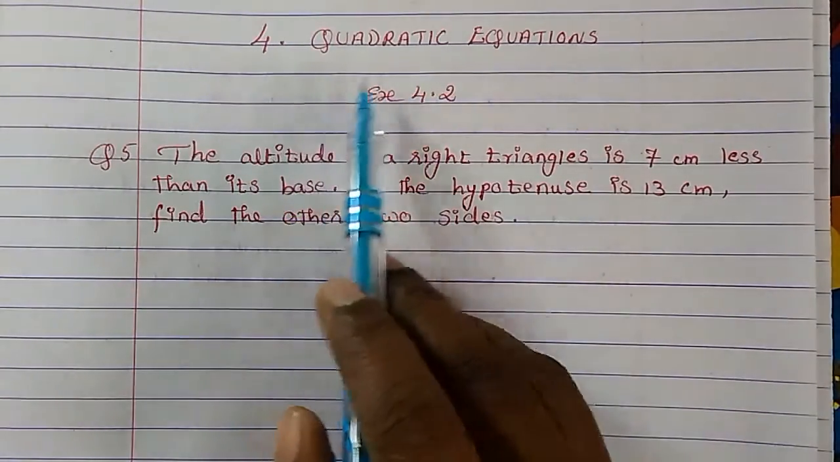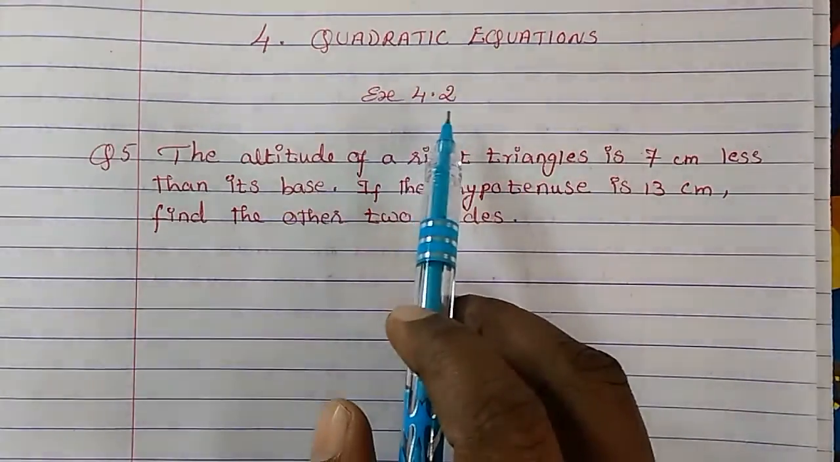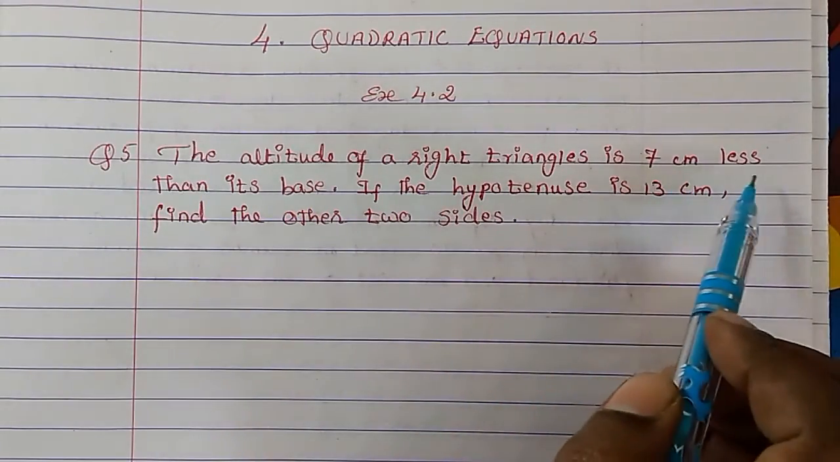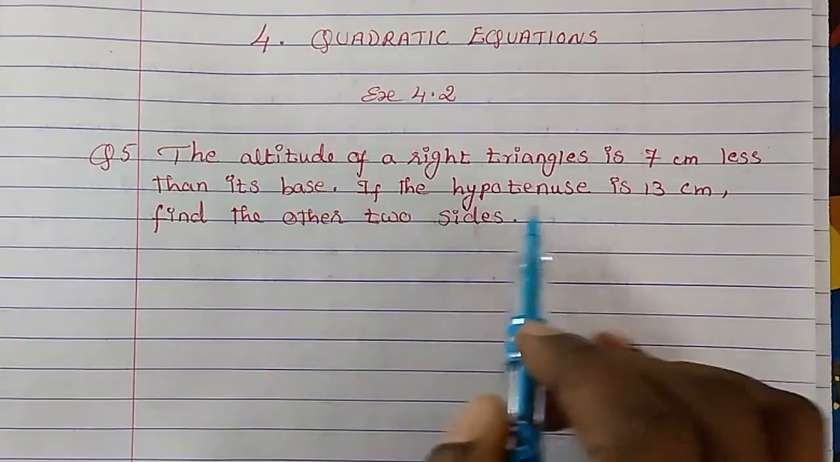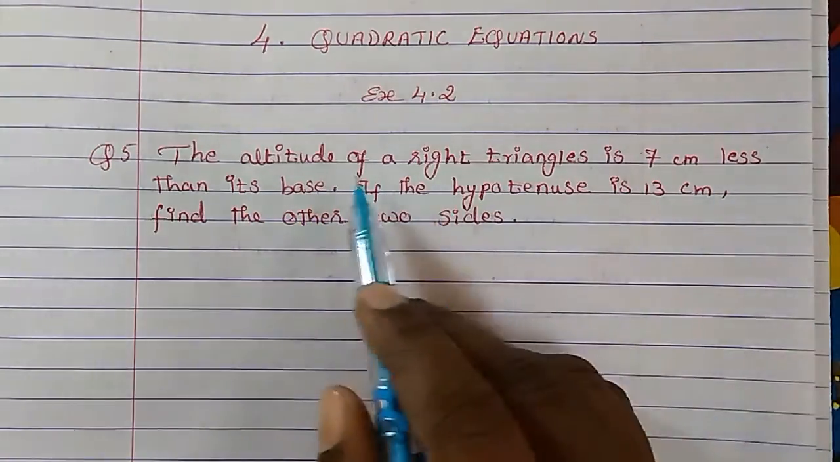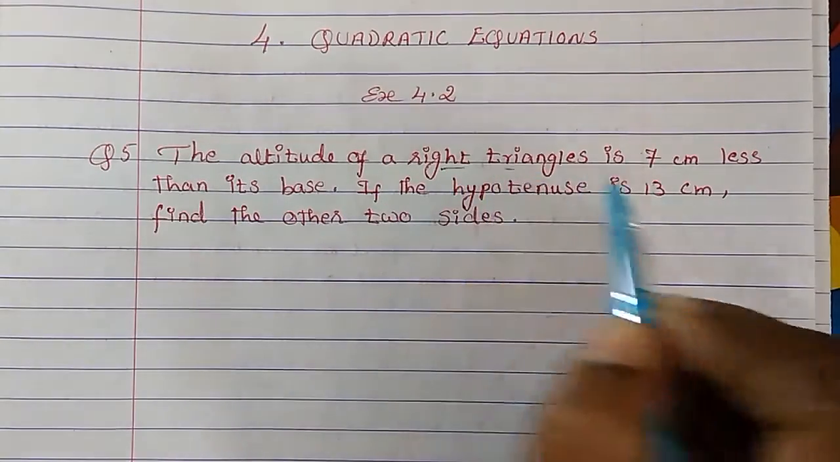Today we are going to study chapter 4, quadratic equations, exercise 4.2, question 5. The altitude of a right triangle is 7 centimeters less than its base. If the hypotenuse is 13 centimeters, find the other two sides. So first of all, let us understand what is a right triangle.